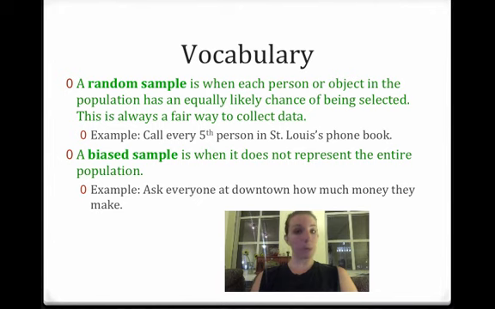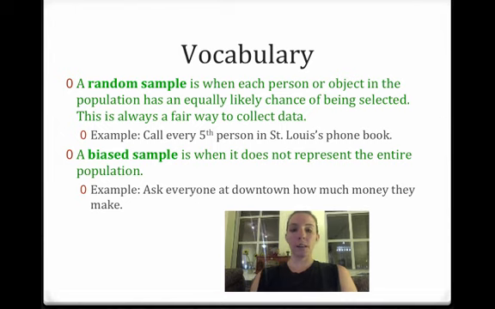You just pull out a couple people and talk to them about how much money they make. So here's a little bit of vocabulary. There are two kinds of samples you're going to learn about. A random sample is when each person or object in the population has an equally likely chance of being selected. It's a fair way to collect data.